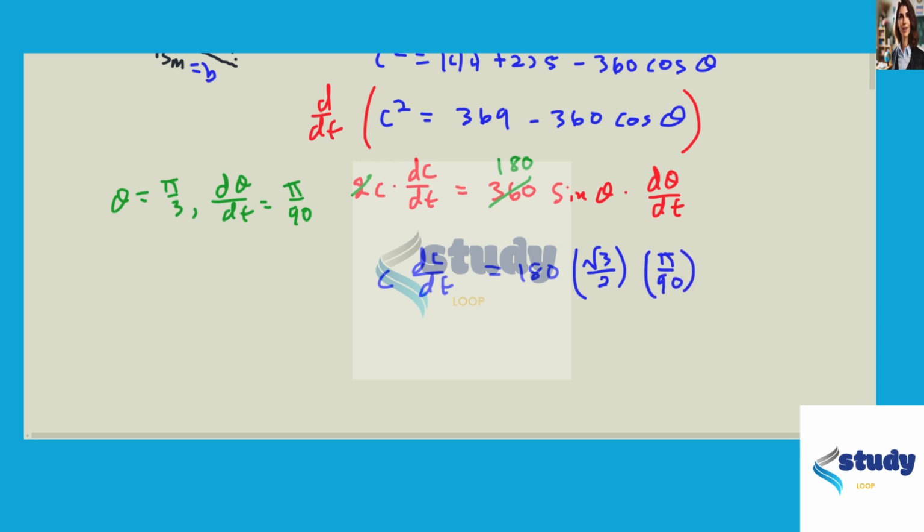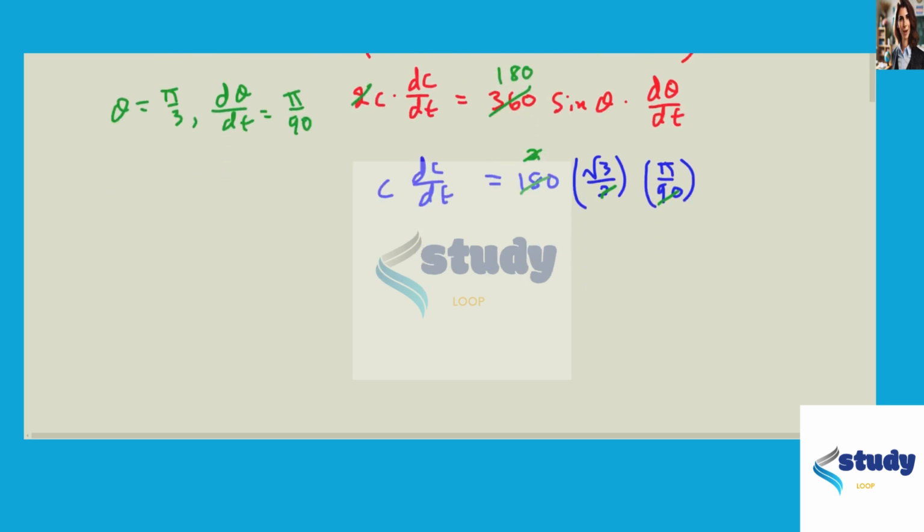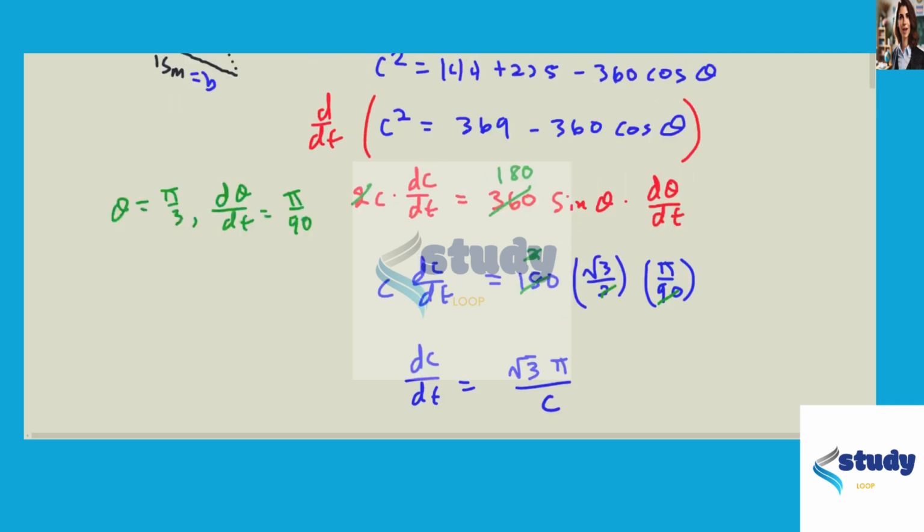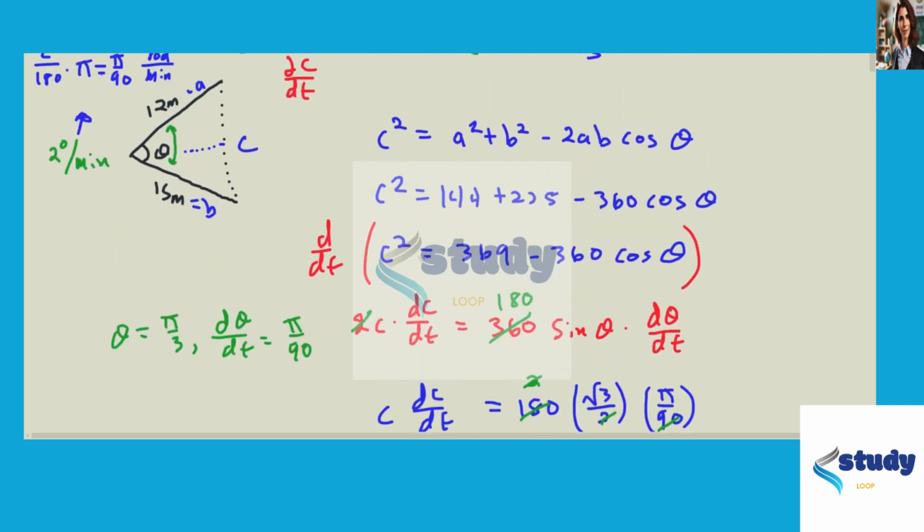So actually 90 and 180, these would simplify down to 2, and then those 2's cancel out with each other. So if we were to rearrange everything now, I'll divide over by c, so we get that our change of c with respect to time is going to be just root 3 times pi over c. So we need to go ahead and figure out what c is going to be. And then from there, we can go ahead and get an estimation for this.